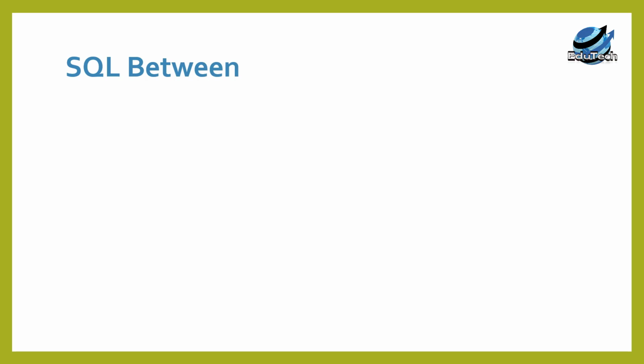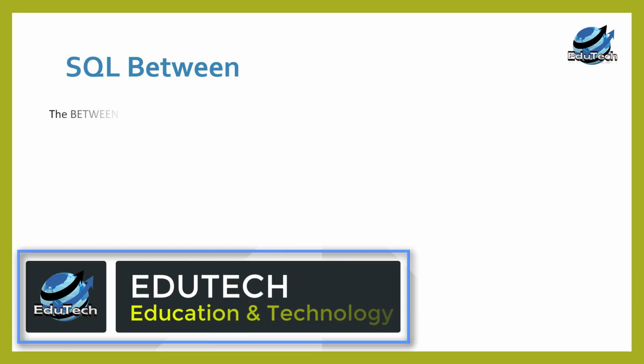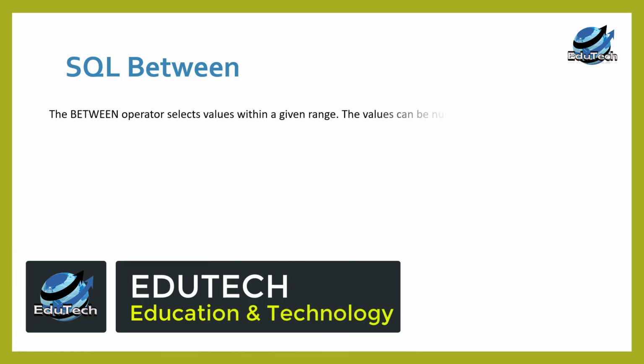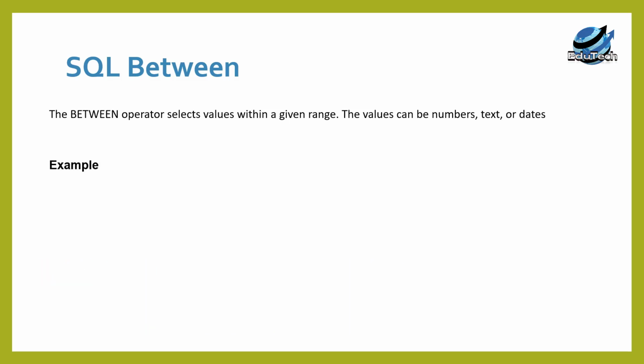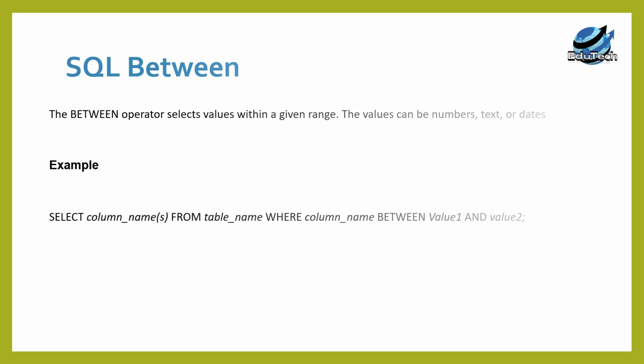SQL Between. The between operator selects values within a given range. The values can be numbers, text, or dates. Example: select column name from table name where column name between value 1 and value 2.